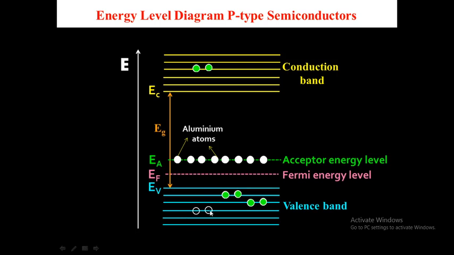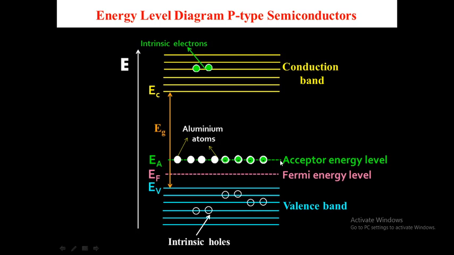But most of the valence electrons from the valence band will be accepted by acceptor atoms, that is aluminum, present in the acceptor energy level. Suppose these 4 electrons will be accepted by these aluminum acceptor atoms and will go to the acceptor energy level. So the aluminum atoms will become aluminum ions, and will leave these 4 holes in the valence band.